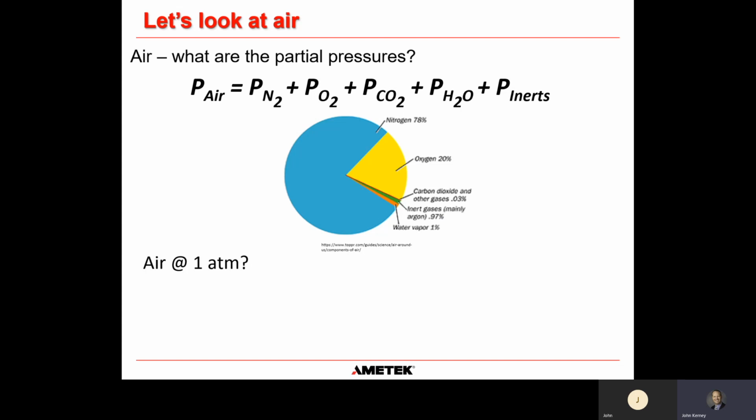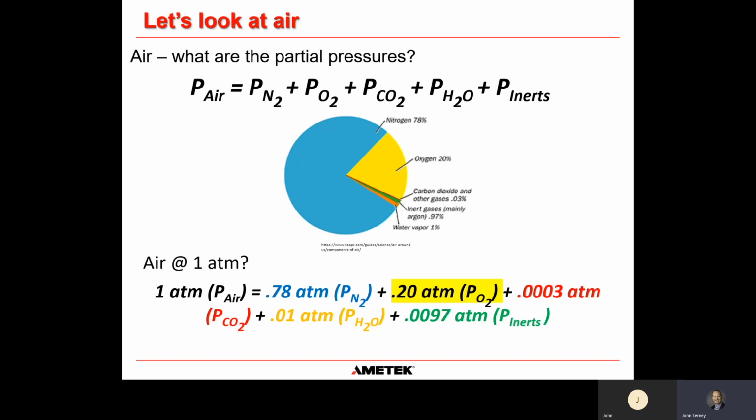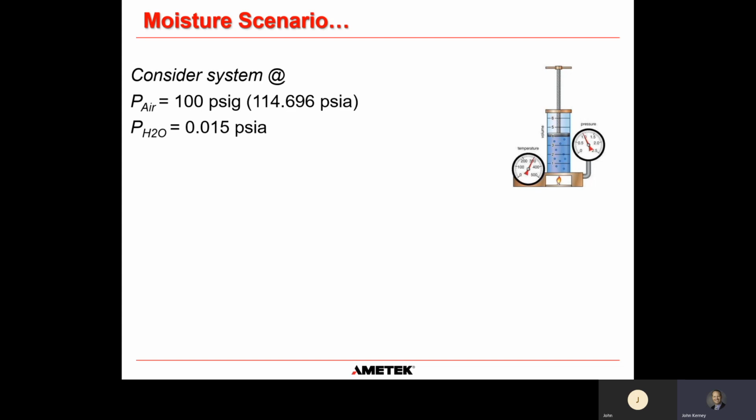If we take a look at air at 1 atmosphere, what would that look like from Dalton's law of partial pressure? Well, 1 atmosphere of air in this case would be made up of 0.78 atmospheres of nitrogen, using the pie chart shown, 0.2 atmospheres of oxygen, 0.003 atmospheres of CO2, 0.01 atmospheres of water at 1%, and 0.0097 atmospheres of the inerts in this simple example. Those are all the individual partial pressures that make up a 1 atmosphere air sample.